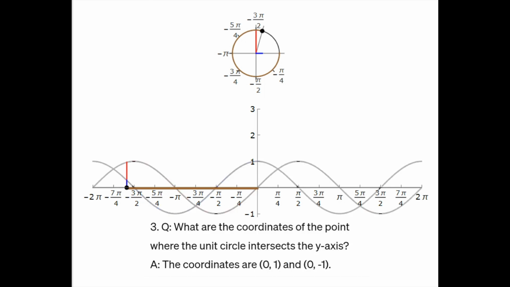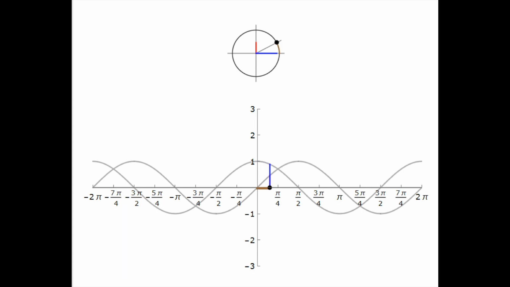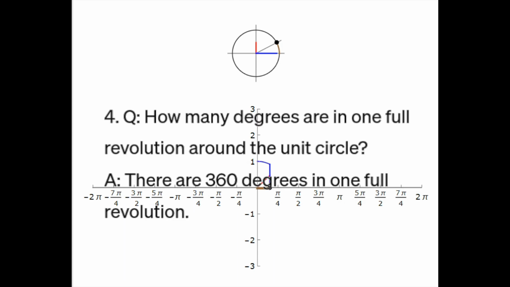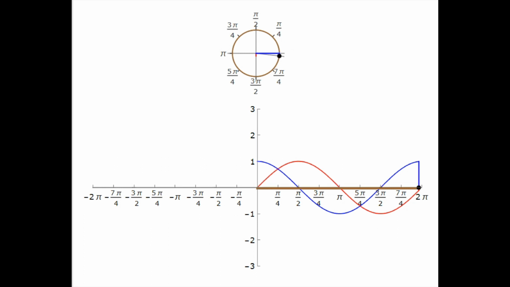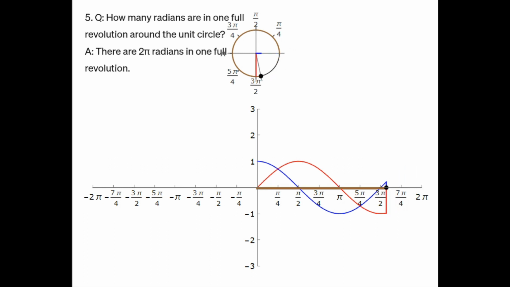What are the coordinates of the point where the unit circle intersects the y-axis? How many degrees are in one full revolution around the unit circle? 360 degrees. How many radians are in one full revolution around the unit circle? There are 2 pi radians in one full revolution.